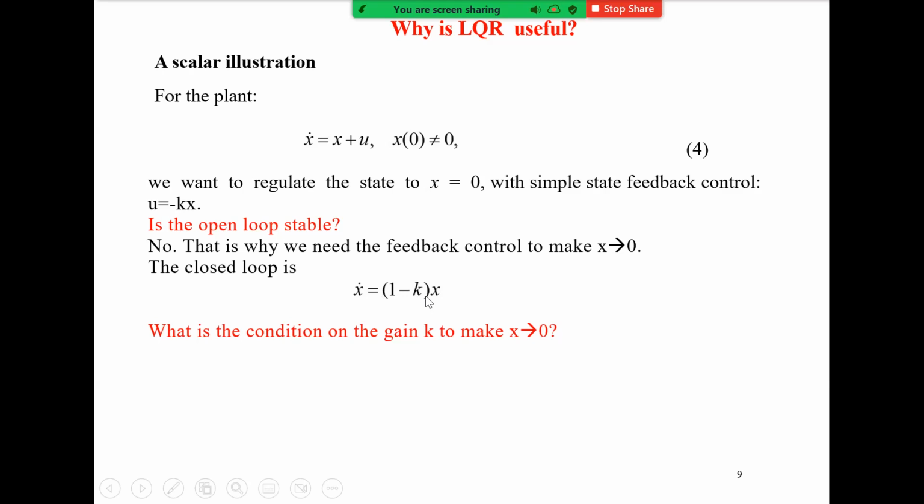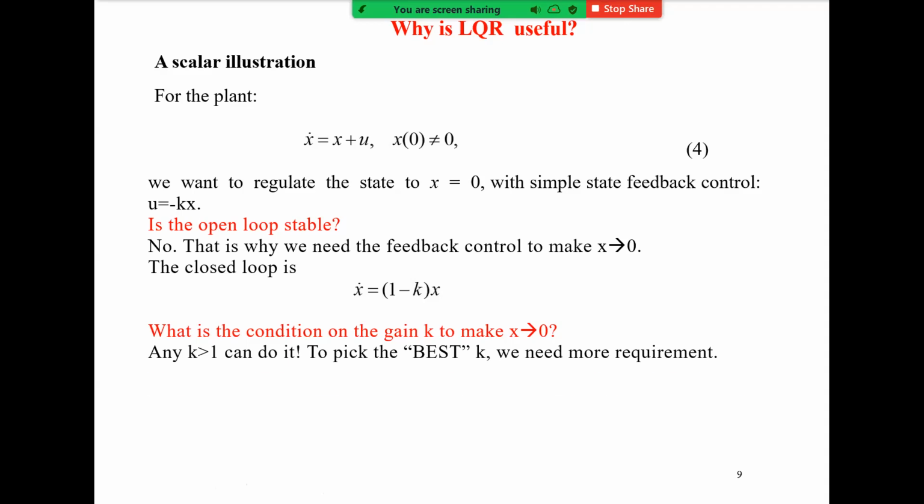If it is 1, then x dot equals 0. That x dot equals 0 means that x will stay constant. You want to make it stable, so you want x to go to 0. So any k bigger than 1 can do it. Of course, we want to know what is the best. So we have to know what we mean by best.